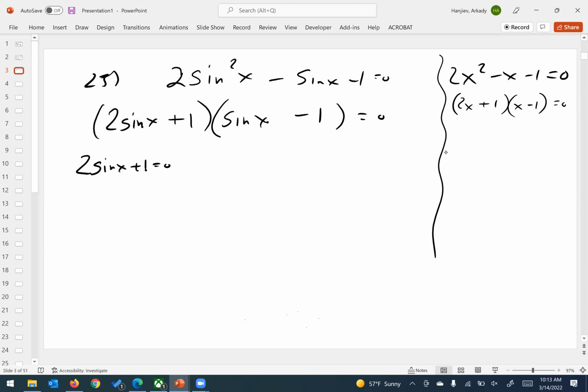Okay, good there. So sine of x is equal to -1/2, and sine of x is equal to 1. And we go from there.